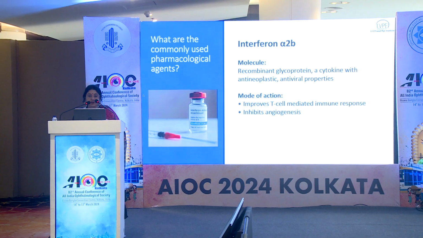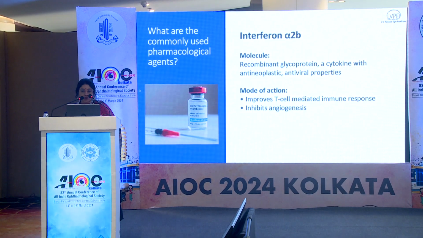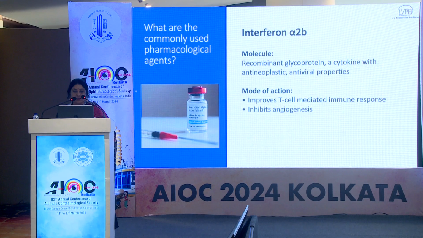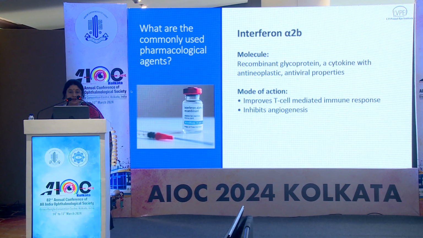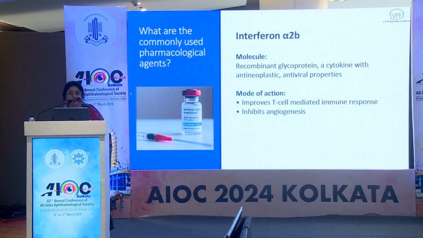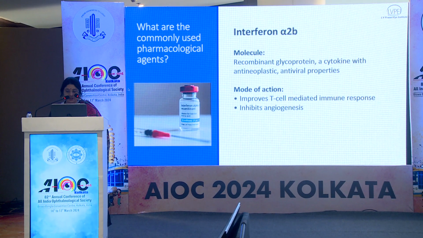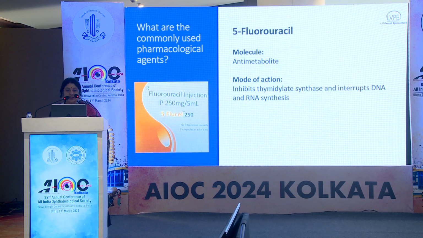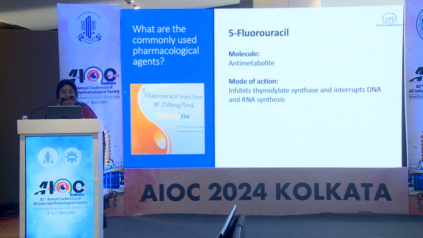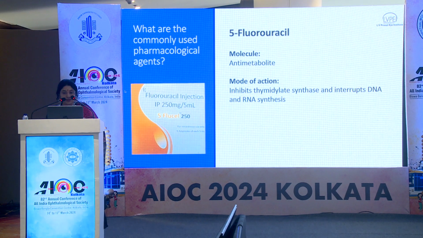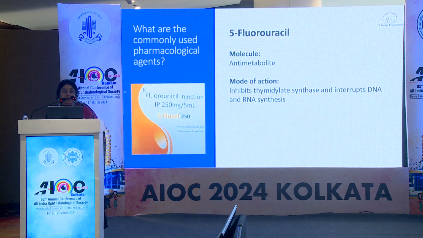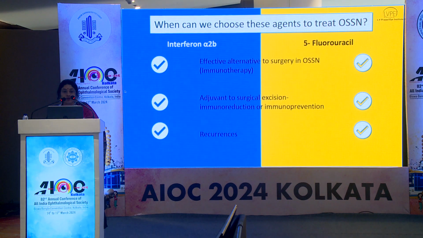So, interferon alpha 2B is a recombinant glycoprotein, a cytokine with anti-neoplastic and antiviral properties. The mode of action is it improves the T cell mediated immune response and also inhibits angiogenesis, whereas 5-fluorouracil is an antimetabolite. It inhibits non-competitively the thymidylate synthase, which interrupts the DNA and RNA synthesis in the rapidly proliferating tumor cells of OSSN. So when can we choose these agents to treat OSSN?